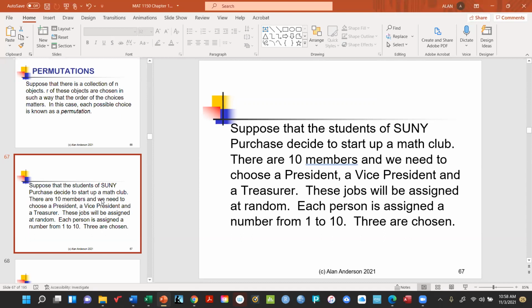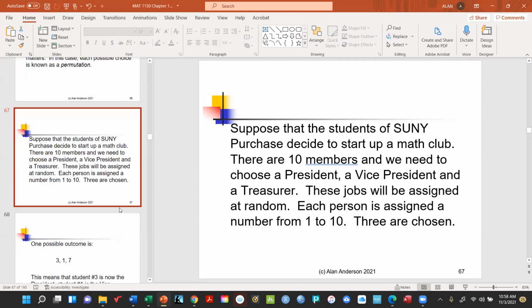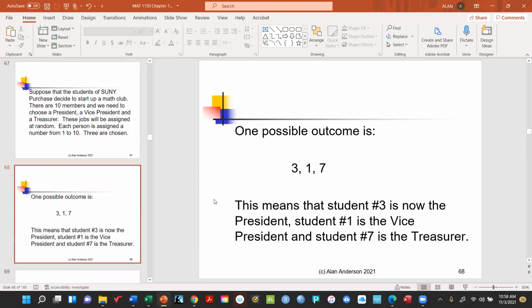So how are we going to do this? We're going to give everybody a number from 1 to 10, and we'll randomly pick 3 numbers. The first number that we pick is going to be the president. The second is going to be the vice president, and the third is the treasurer. So let's say that we pick the numbers 3, 1, and 7. So student 3, John Smith, is now the president. Student 1, Billy Robbins is the vice president, and student 7, Sharon Smith, is the treasurer.